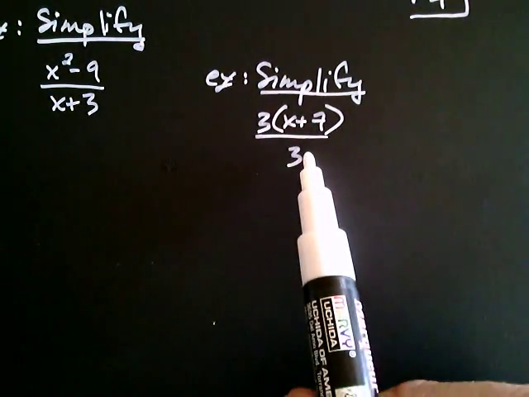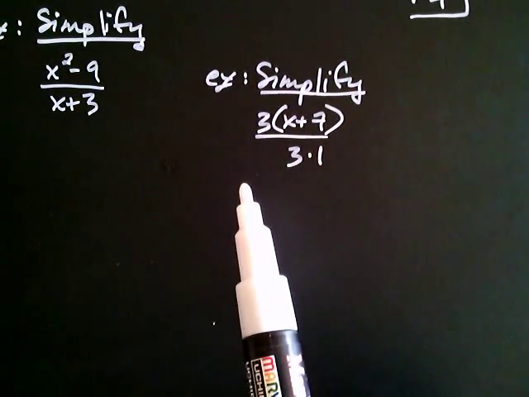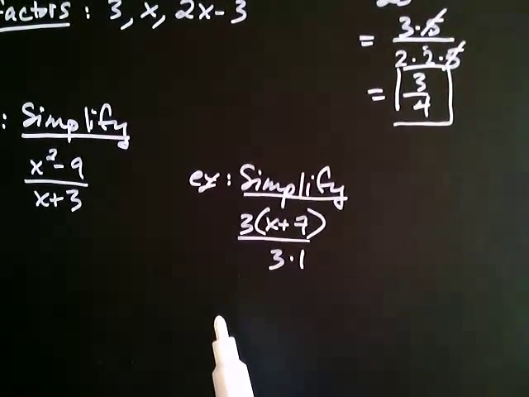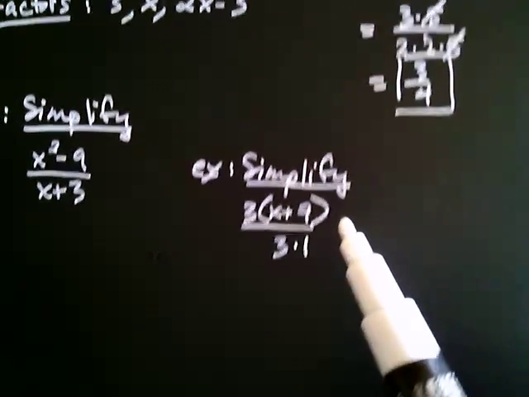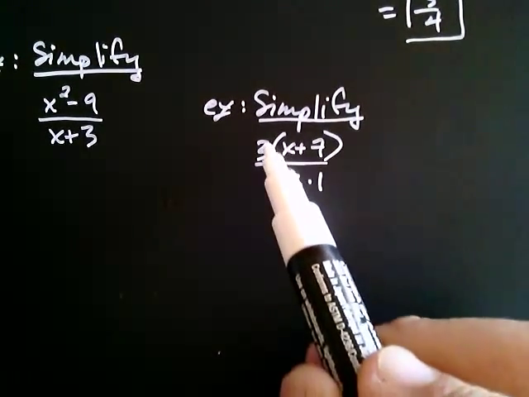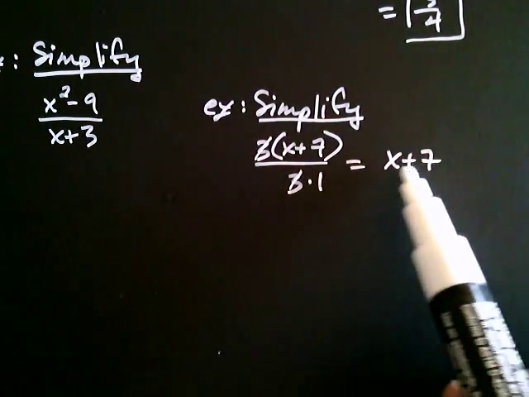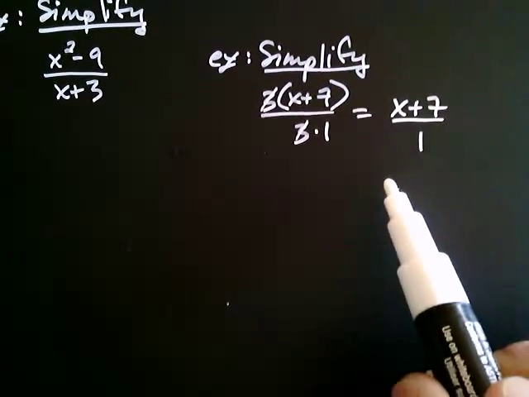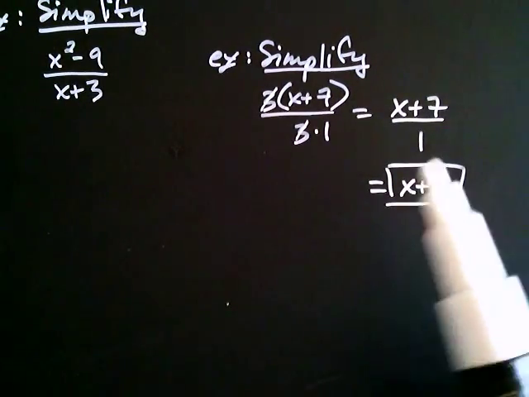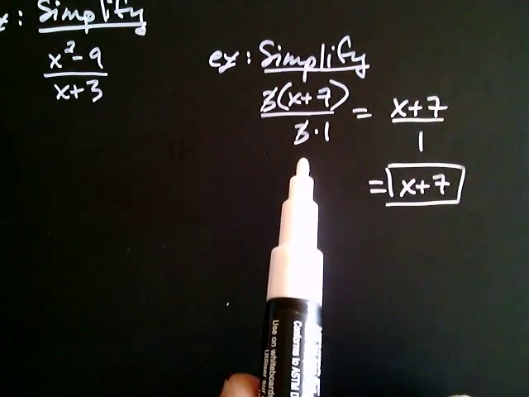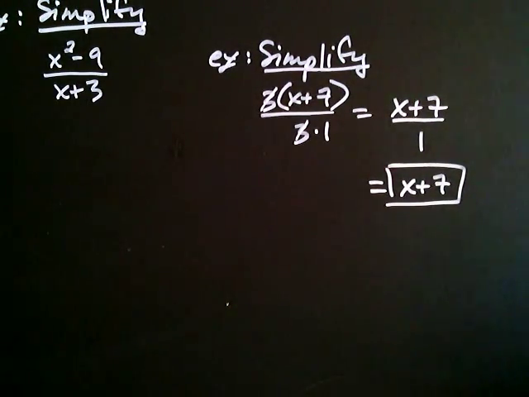And likewise, the denominator is 3, but it can be thought of as 3 times 1. And now we're in the situation that we were in before, where once you identify factors, you can cancel the common factors. So in this case, the 3's would cancel, and I'm left with x plus 7 over 1, which is just equal to x plus 7. So whenever you go to cancel, you have to make sure that you're canceling common factors. And this is going to be really useful to us when we go to solve equations and simplify more complicated expressions.